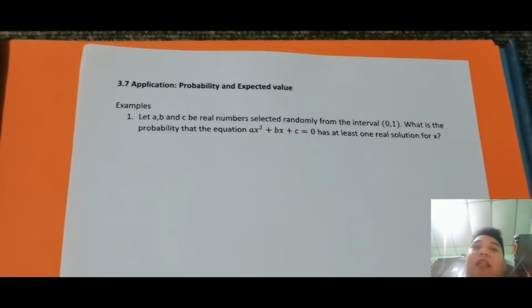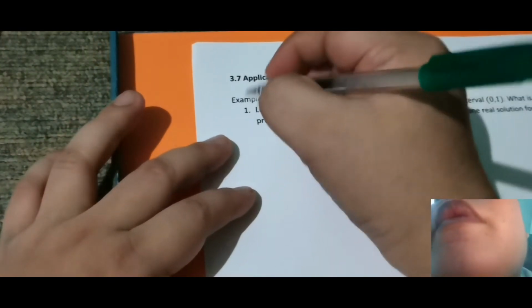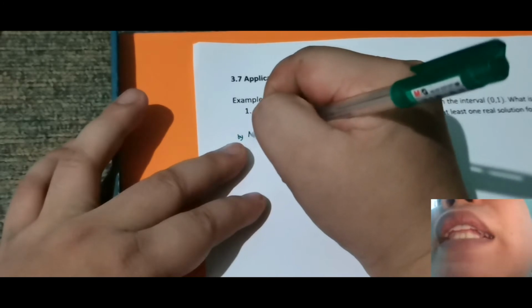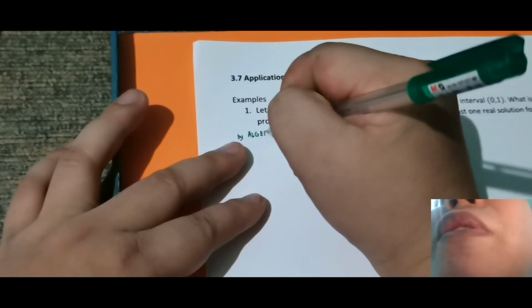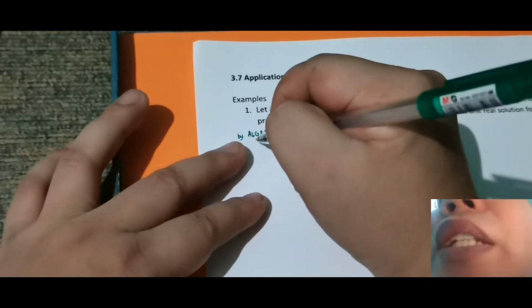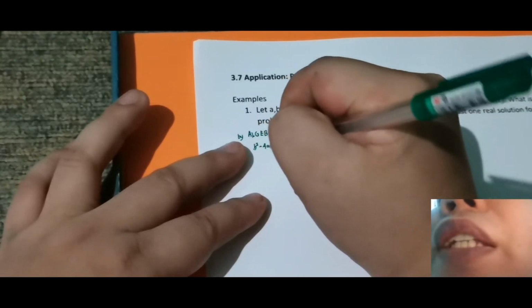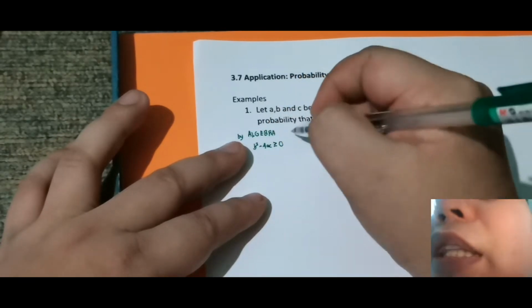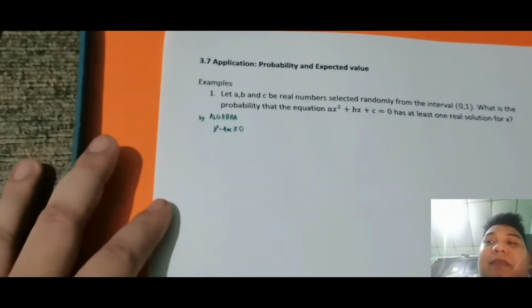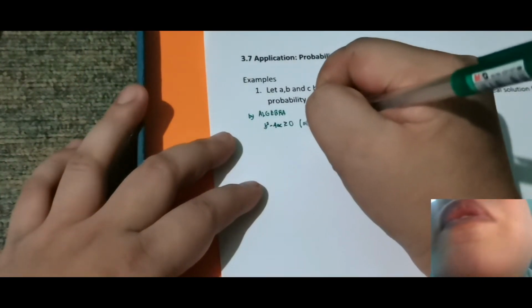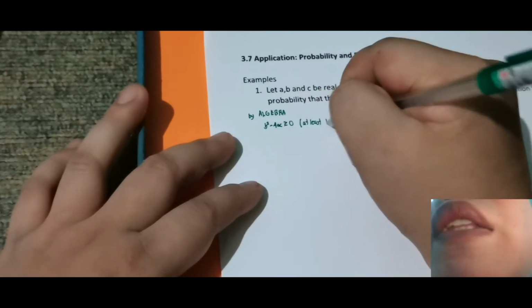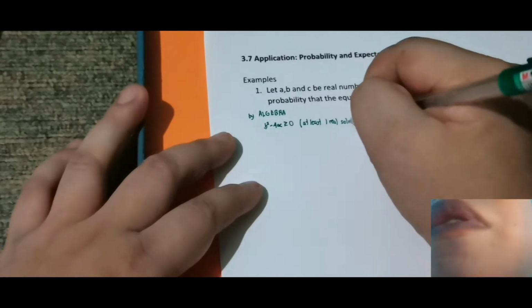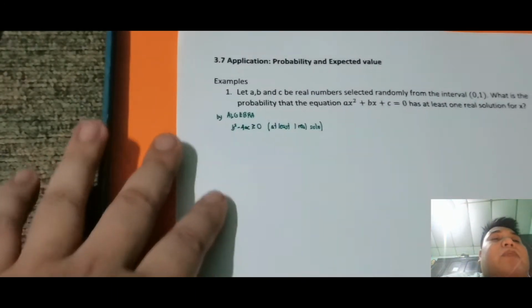Now, since alam mo nature is quadratic, meron tayong tinatawag na nature of roots determined by the discriminant. Tama? So, note that the discriminant, by algebra, dapat alam mo na to. By algebra, we all know that b² - 4ac, pag greater than or equal to 0 yung discriminant, may at least one real solution siya. That is b² - 4ac ≥ 0.